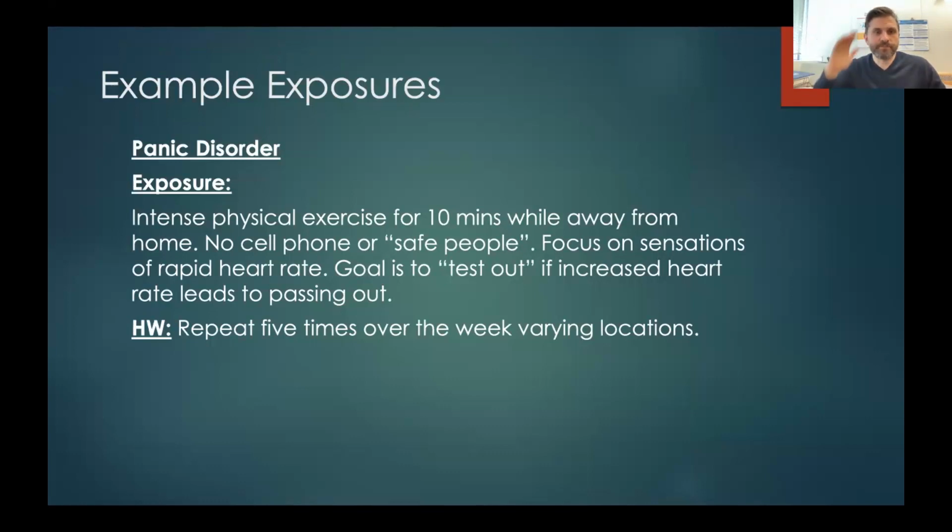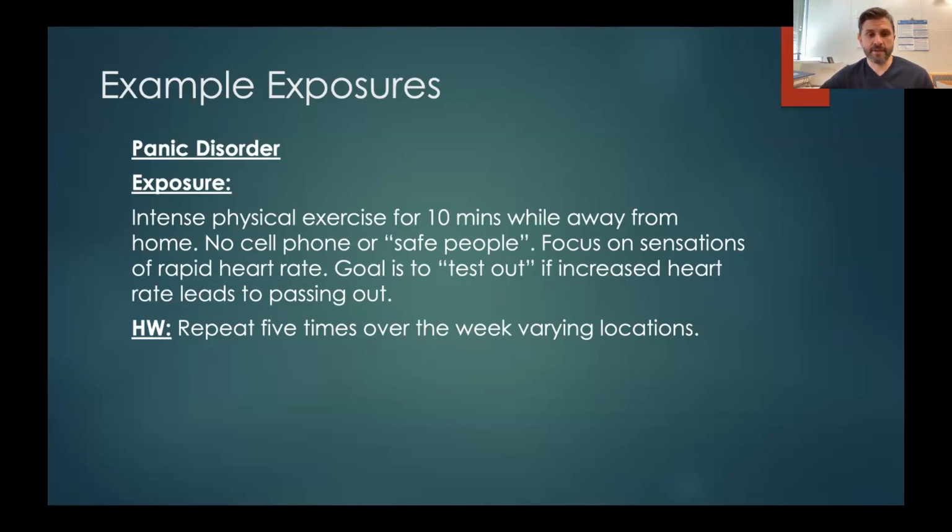So in panic disorder, for somebody, intense physical exercise for 10 minutes while away from home. For some people, I might advocate a certain level of heart rate. For some people who are really specific, if my heart rate's over 100, that's scary. We try and get it above that. Other people, it's just a feeling of intensity and we try and match that. Maybe they don't have a cell phone or a safe person. So throwing away those safety signals, really focusing on the sensations of a rapid heartbeat during the exposure. And their goal is to test out, right? If increased heart rate leads to passing out, that's the US for this person and what they're targeting.